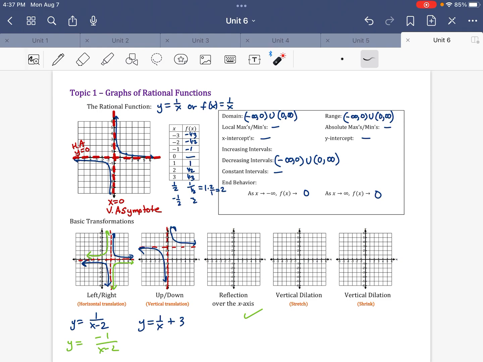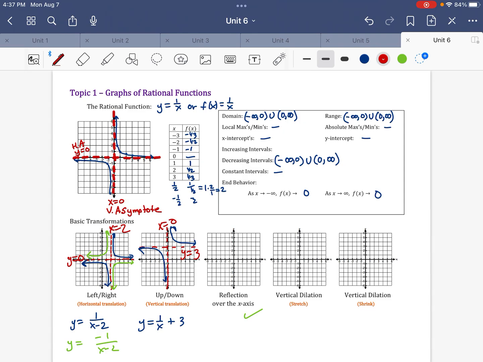So this is one way, and you can notice here that your horizontal asymptote is now y equals 3. Your vertical asymptote is x equals 0. Over here, you had x equals 2, and then y equals 0. All right, reflection. I guess we already took care of that, so I'll just skip that.